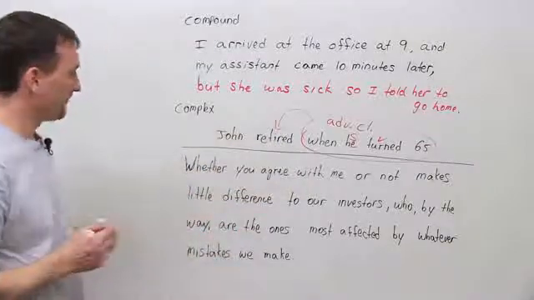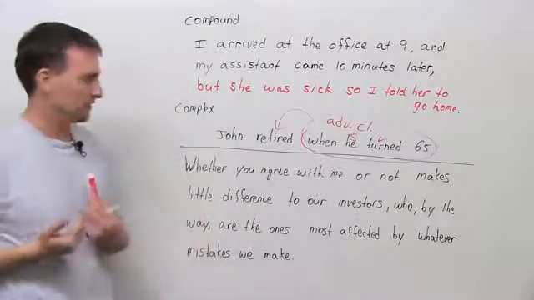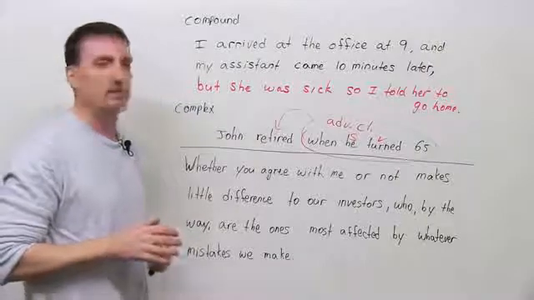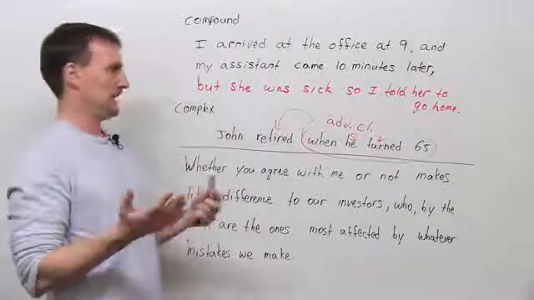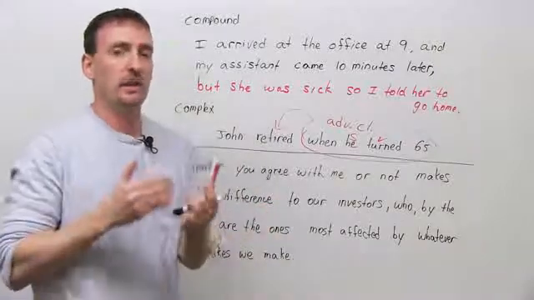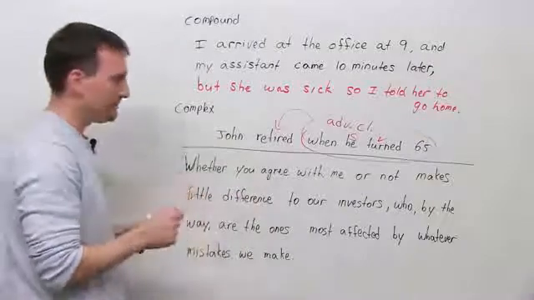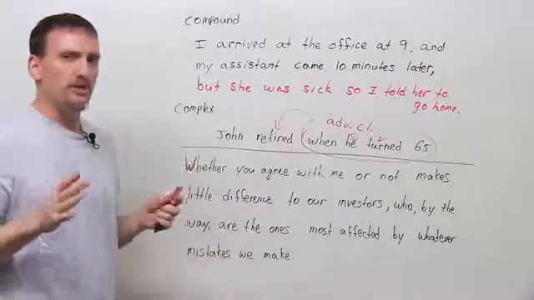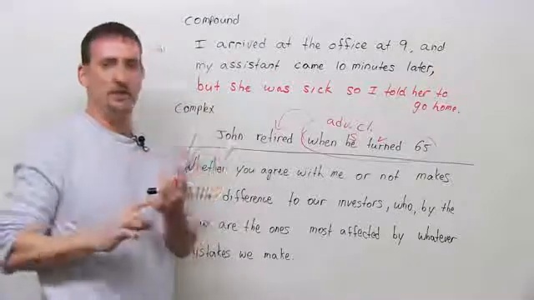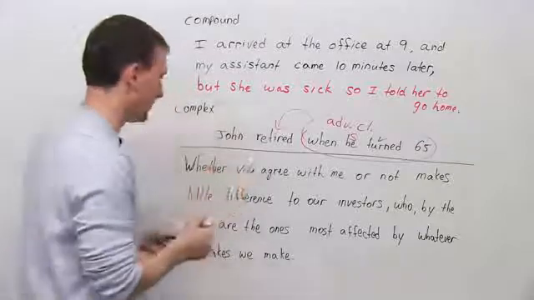Let me read it to you. Whether you agree with me or not makes little difference to our investors, who, by the way, are the ones most affected by whatever mistakes we make. Now you're thinking, wow, that's a crazy sentence. Where do I start? Start with the independent clause, always. A little bit trickier here though, okay? The easiest way to find your independent clause is first find your tense verbs. Any verb that has a past, present, or future tense in any form, find that first.